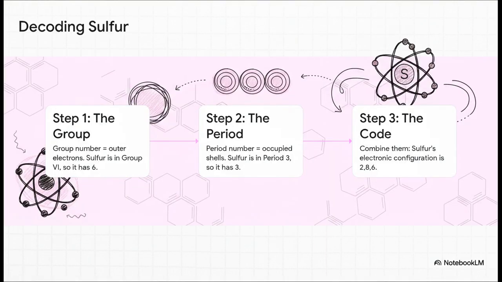Okay, step 1. Find its group. It's in group V. Boom. That means it has 6 electrons in its outermost shell. Got it. Step 2. Find its period. It's in period 3. So it has 3 electron shells in total. You put it all together and you've cracked the code. Sulfur's electronic configuration is 2, 8, 6. It really is that simple.